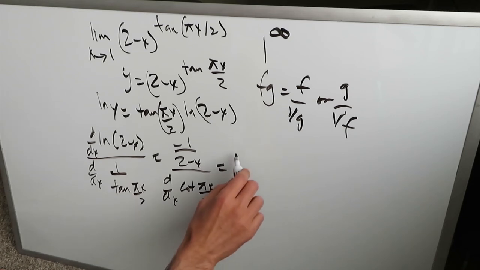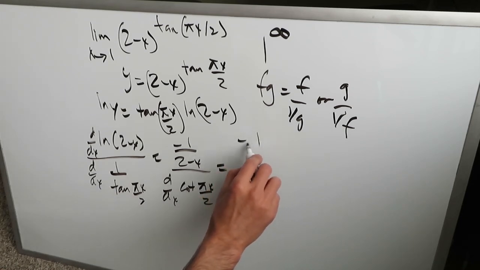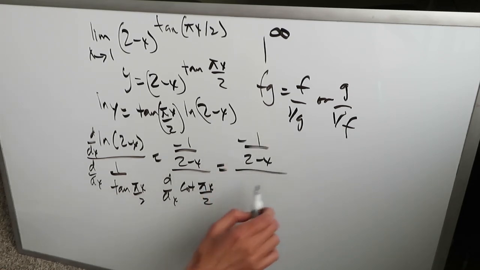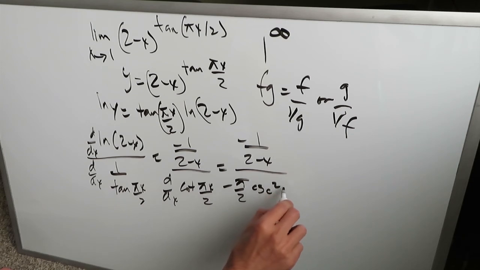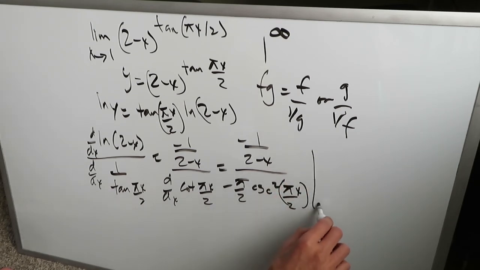When you do the derivative of this denominator item, you get minus 1 over 2 minus x, as already established for the top, but here you're going to get pi over 2 times minus cosecant squared pi x over 2. That's what you're going to get. You can work it out and you'll see it. And this is x approaching 1. All you've got to do now is just put 1s in places of these x's and you'll solve it out.